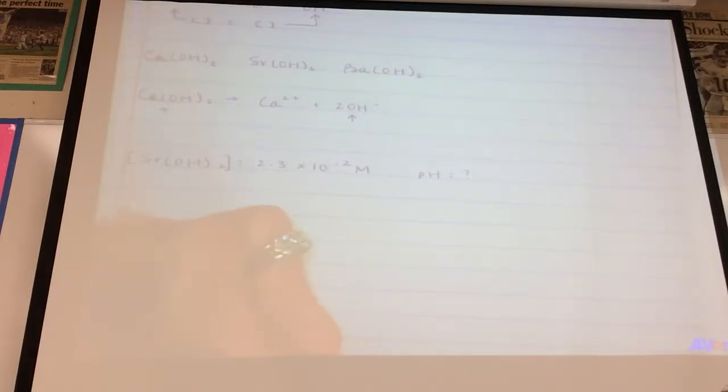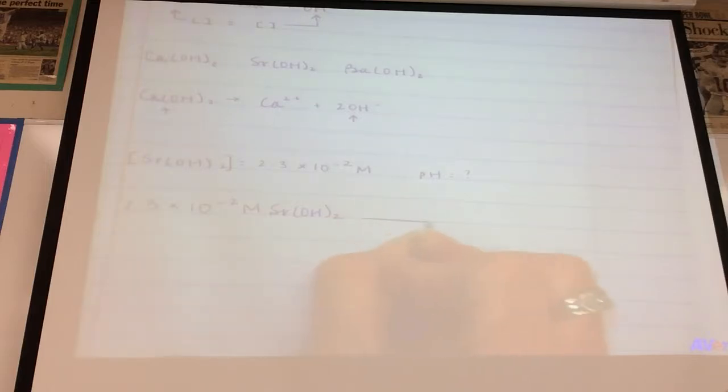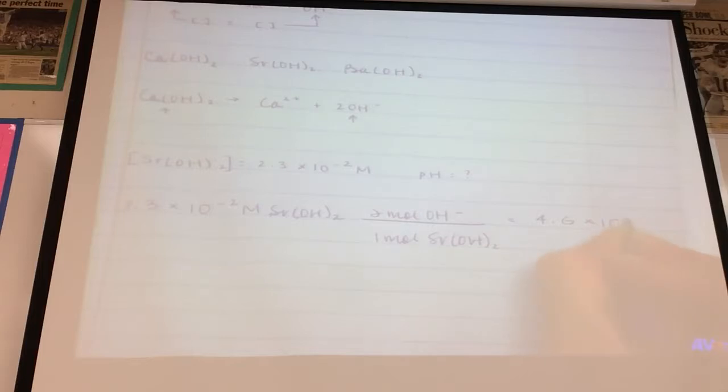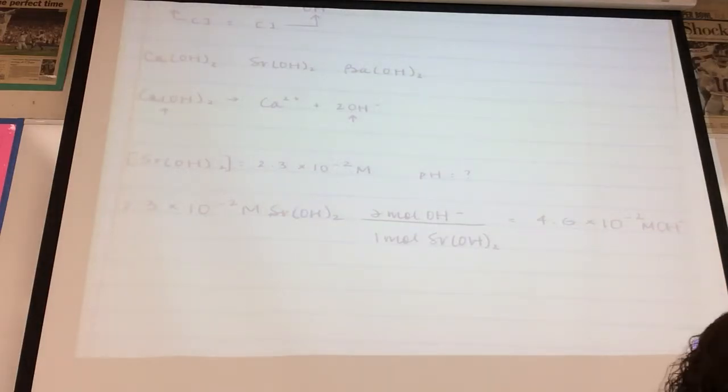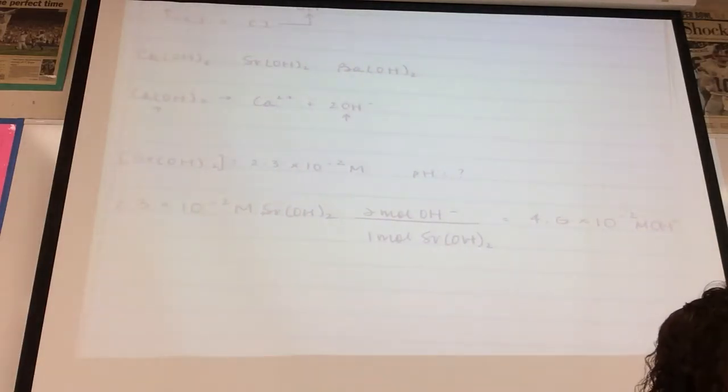So the first thing you're going to do is the stoichiometry, 2.3 times 10 to the negative 2 molar for strontium hydroxide. For every 1 mole of strontium hydroxide, you have 2 moles of hydroxide ion. So that's going to be 4.6 times 10 to the negative 2 molar hydroxide ion, because you have to find out what the hydroxide concentration is. Right, because that's the only way you can get pOH and then pH.